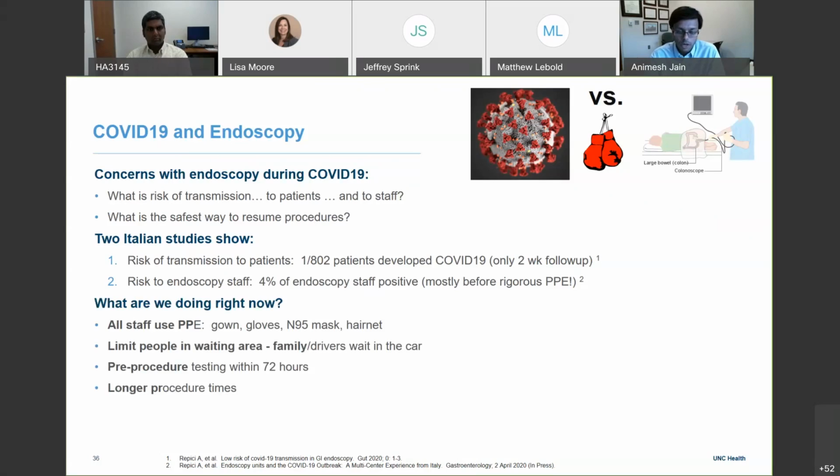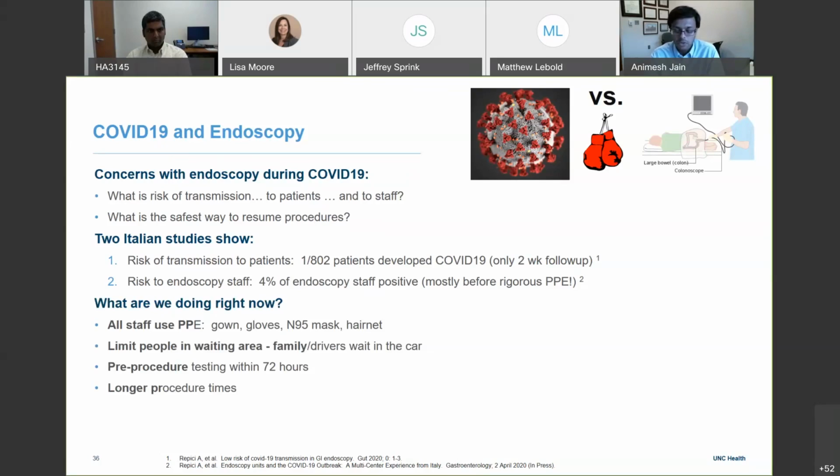So what we're doing at UNC, I'll tell you what we're doing right now. There are several modifications we've made, and we've been resuming endoscopy procedures for many patients. We're up to something like 70, 80% capacity at UNC. The most important thing we're doing right now is pre-procedure testing.